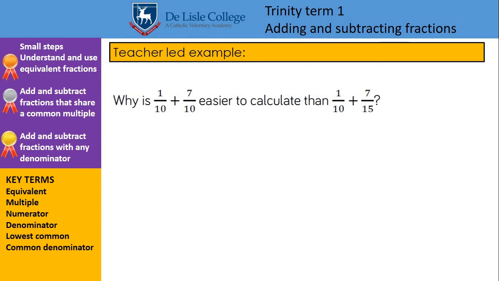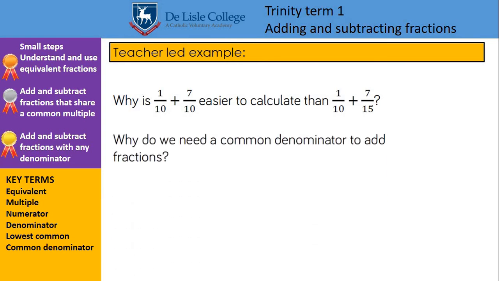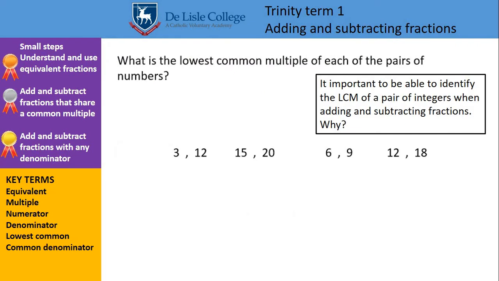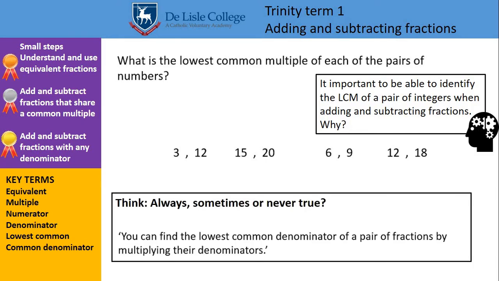When we've got a different denominator, the 15 in the second part of that, it becomes a little bit more tricky. So we need to get them to have the same denominator. We do this by looking for the lowest common multiple of each of the pairs of numbers. So we need a little bit of practice to identify the lowest common multiple, often referred to as LCM, of a pair of integers, our whole numbers, when adding and subtracting fractions.